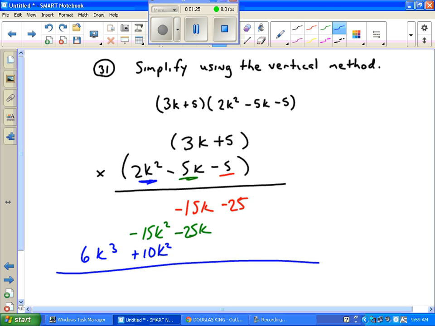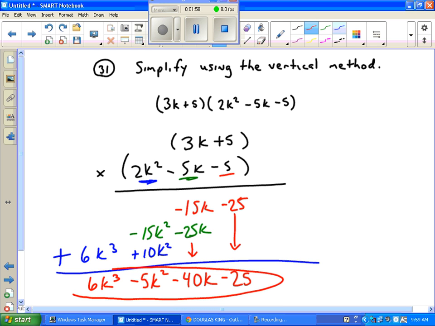And then what you need to do, since we're using this vertical method, it looks real goofy, is put everything together that's like terms. There's nothing that goes with this constant negative 25, so it'll be by itself. Negative 15k and negative 25k, when you put those two together, you get negative 40k. Negative 15k squared and positive 10k squared will give you negative 5k squared. And then bring the last one down, 6k to the third. So that's the vertical method.